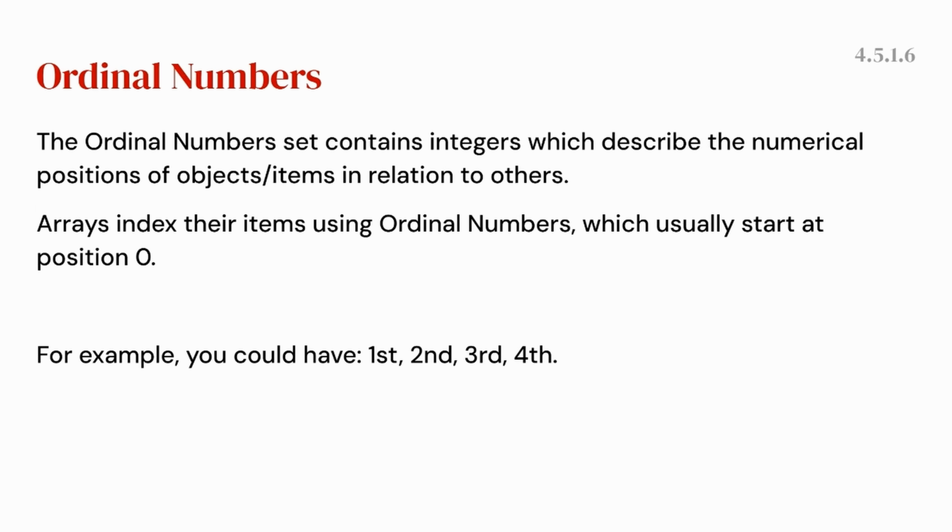And finally, the only number that isn't included in real numbers are ordinal numbers, which contain integers describing the numerical positions of objects or items in relation to others. So when we index items in arrays, that's an ordinal number. We're using 0 to represent the first item, 1 to represent the second, and so forth. And first, second, third, and fourth are all ordinal numbers.